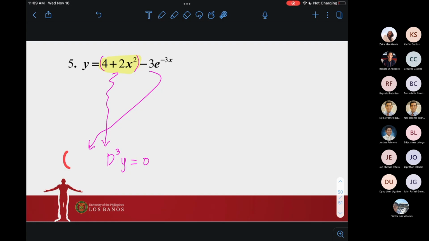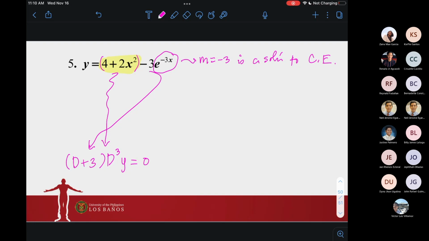So ano yung isusulat ko dapat dito? So ano yung ibig sabihin? Kailan tayo nagkakaroon ng e to the negative 3x sa solution? We are getting e to the negative 3x in our solutions when m equals negative 3 is a solution to the GLDE, to the characteristic equation. All right? At tama si Kiefer at saka si John Rensis na d plus 3 yung ilalagay ko.